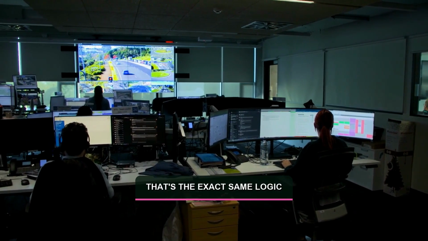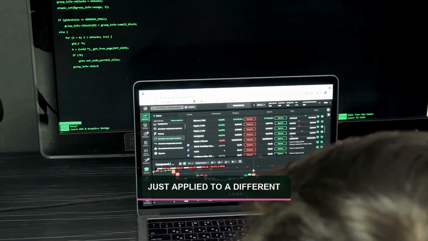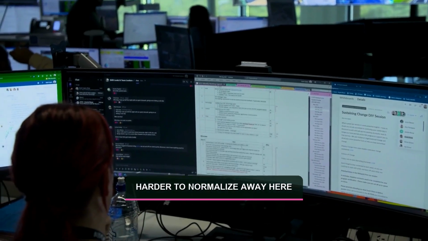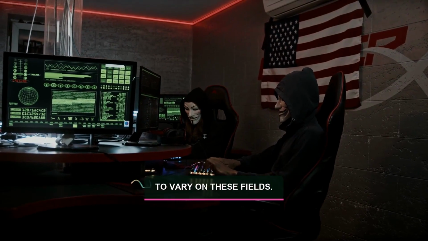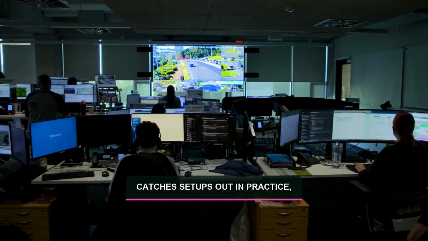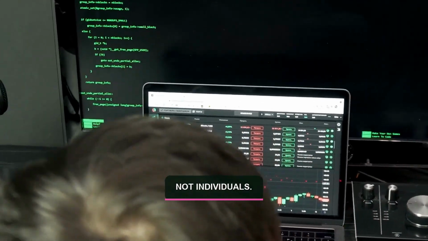That's the exact same logic canvas fingerprinting runs on, just applied to a different set of APIs. And it's harder to normalize away here because real devices are supposed to vary on these fields. Here's the part that actually catches setups out in practice, and it's about groups, not individuals.